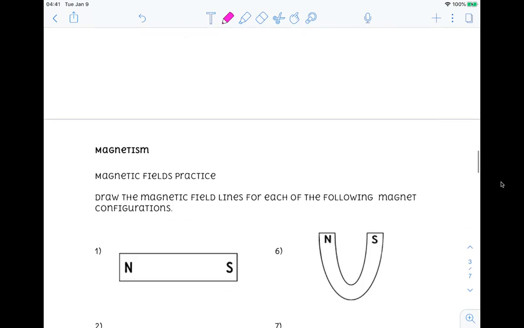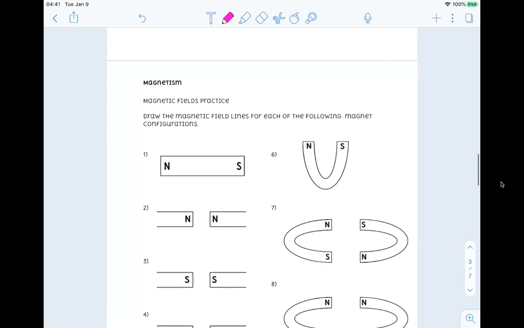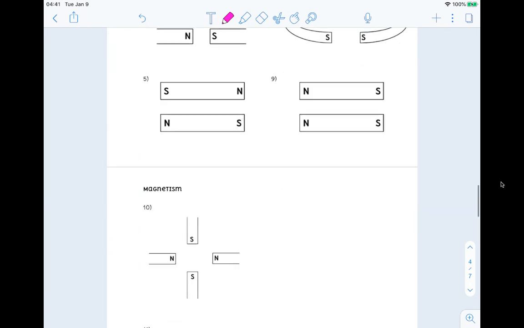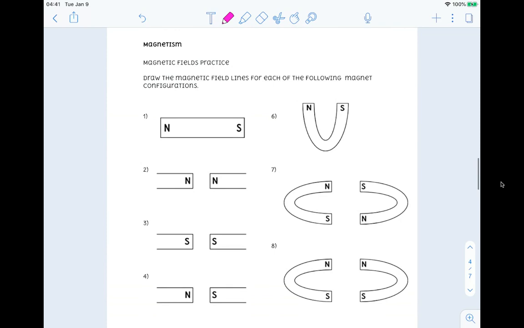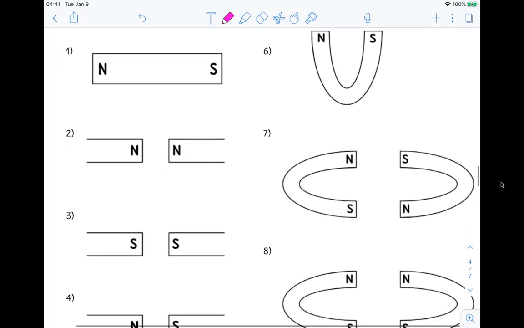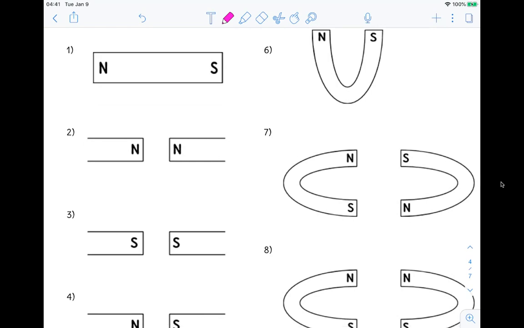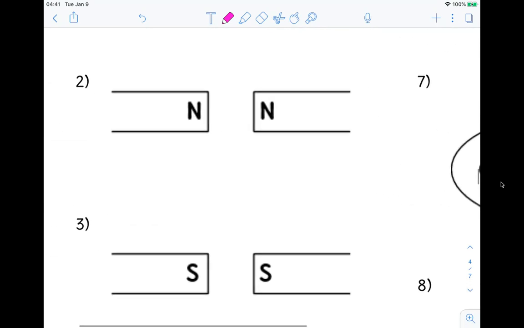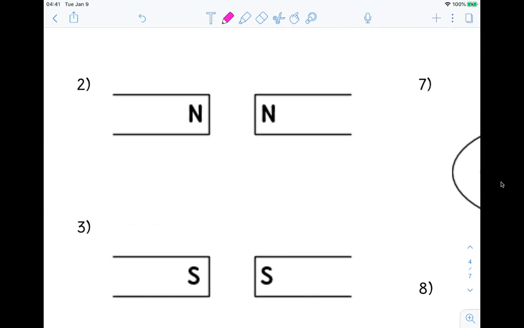So when we talk about these magnetic fields, we have a couple of different pages here as far as some practice. We're going to do a couple of these here together, and then the rest you can do on your own. So for instance, if we look at number 2, I'm just going to pick and choose some of these to look at. Both of these are north ends of a magnet. Both of these north ends are going to have your magnetic field coming away from your magnet.